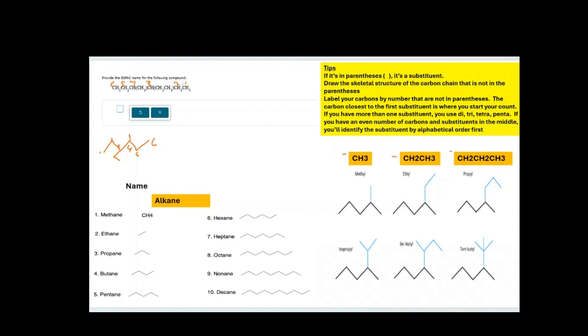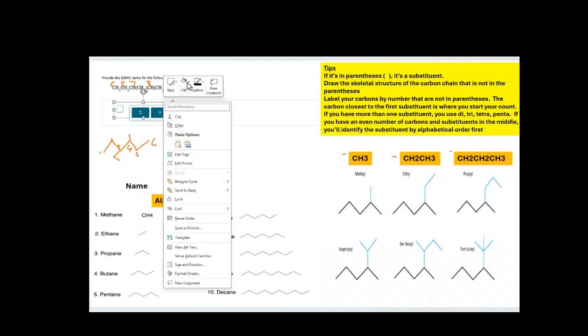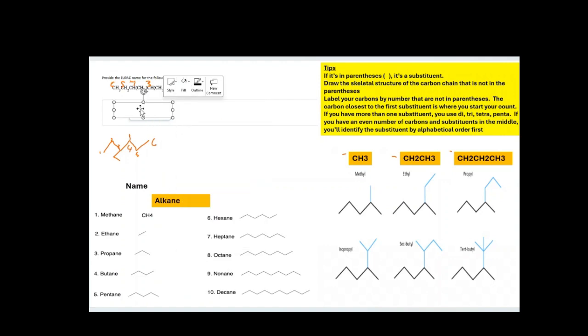So I'm going to go to insert text box real quick. Fill this in the background to make it white. And so I'm going to write what I know. I know that right now I'm dealing with a hexane according to my alkane rules. So I'll write the hexane, and then I'll decide what comes first. I know that ethyl comes before methyl. So before this hexane, it's going to be methyl.